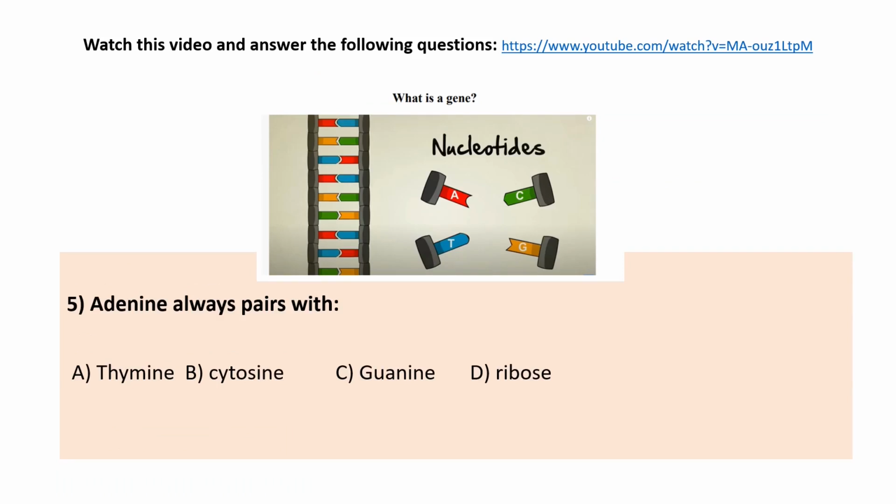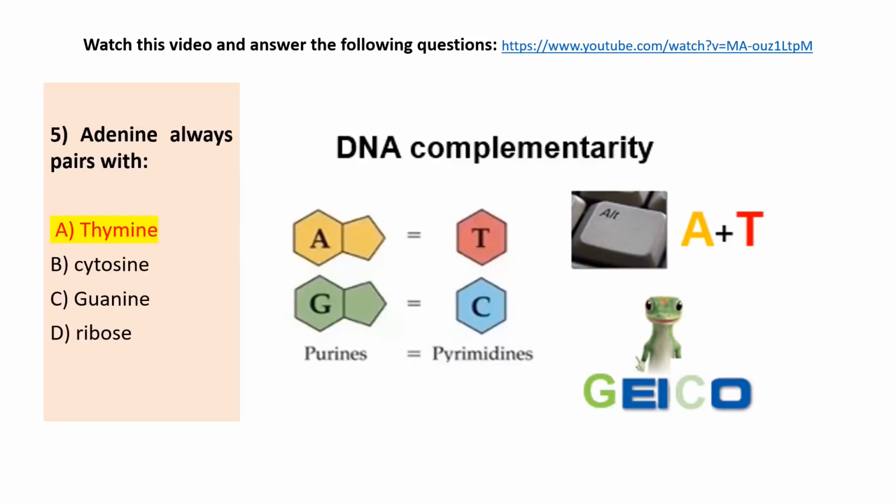Okay, adenine always pairs with, so this is very easy, it always pairs with thymine. Yeah, this is silly, but this is the only way that I remember. So with a little bit of mnemonic, I always remember A and T come together.